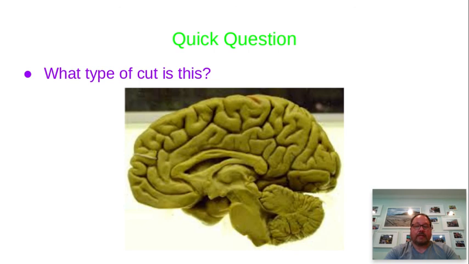Standard educational practice is 10 seconds of wait time. So you got your 10 seconds. That is a sagittal cut. Remember, sagittal cuts you into right and left pieces. So if you're looking at the right hemisphere of the brain, that was made by a sagittal cut.